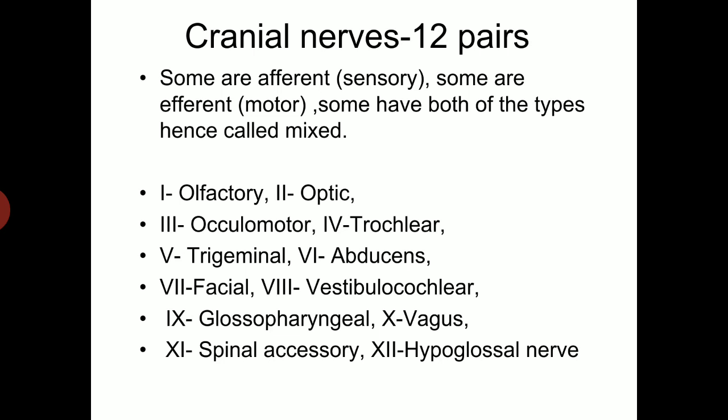First one is known as olfactory, second one is optic, third one is oculomotor, fourth trochlear, fifth trigeminal, sixth abducens, seventh facial, 8th vestibulocochlear, 9th glossopharyngeal, 10th vagus, 11th spinal accessory and 12th hypoglossal nerve.